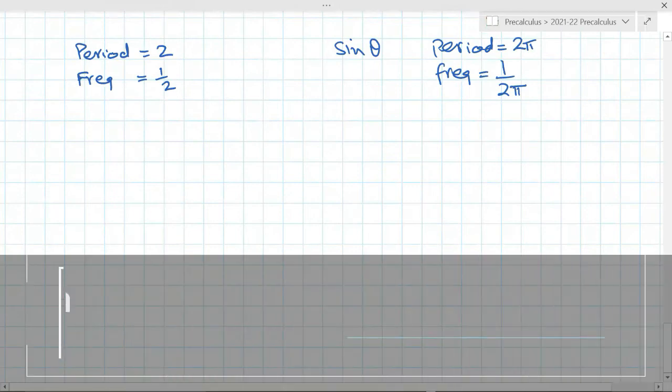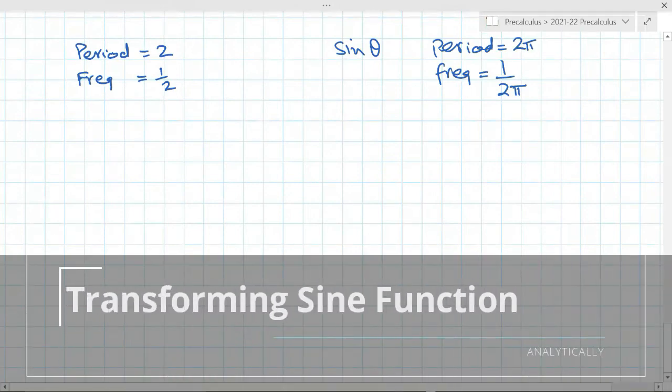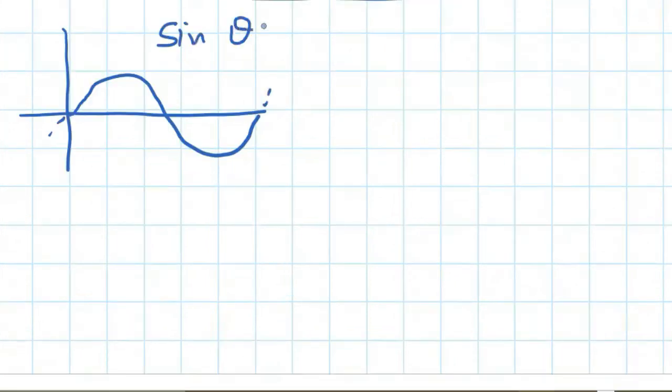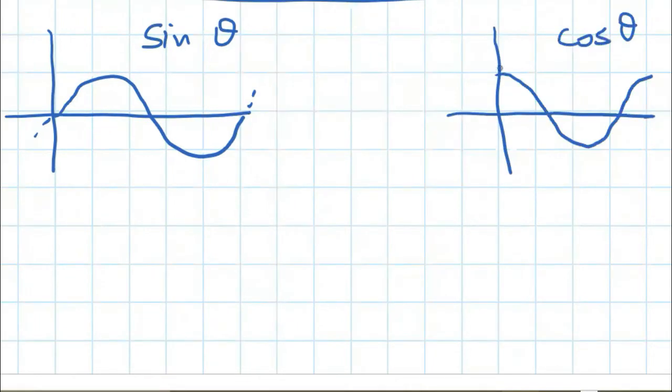Now we will see how the sine function can be transformed. It can be transformed just like any other. So we'll work with sine, but cosine will work similarly. You just have to remember the main shape of sine and cosine. Sine goes like this, and cosine starts from the top. It starts at 1, this starts at 0.